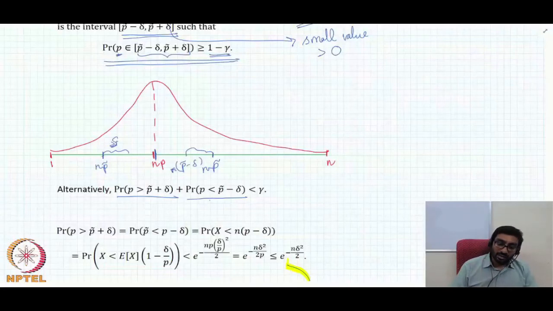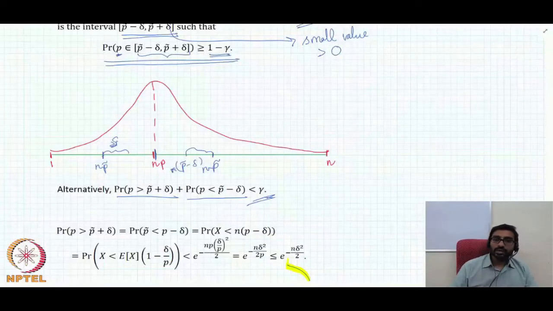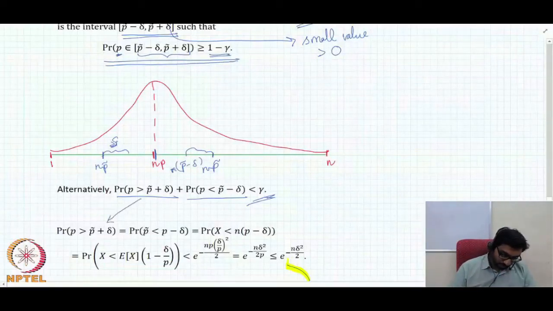These two events, their probabilities, when summed up, should be at most some small gamma. So you can think of these two events as being the bad events, and we want to upper bound their probability. Let's focus on one of the bad events: the probability that p is greater than p tilde plus delta. We can rewrite that event as p tilde being less than p minus delta, just taking the delta over to the other side.